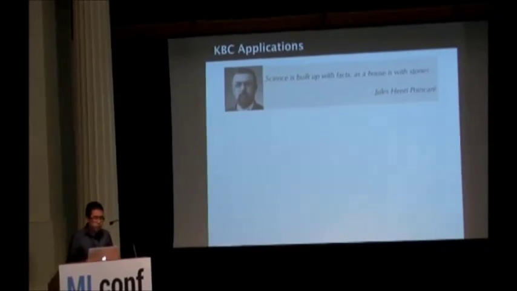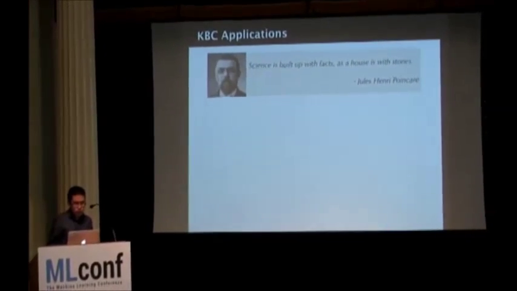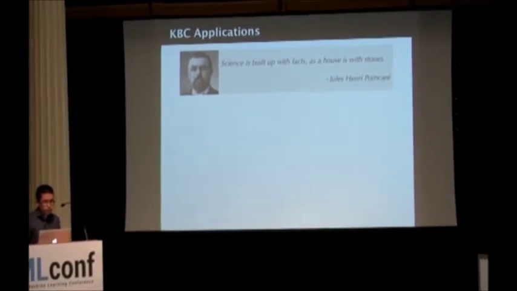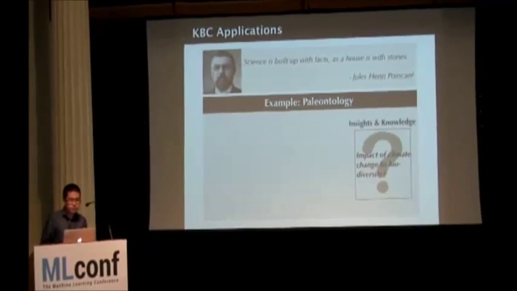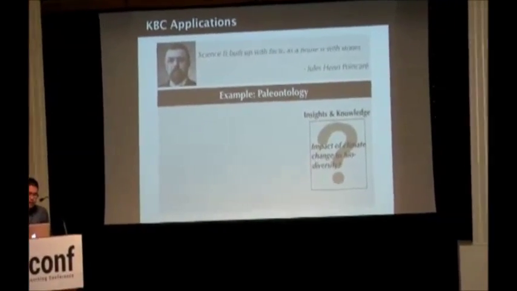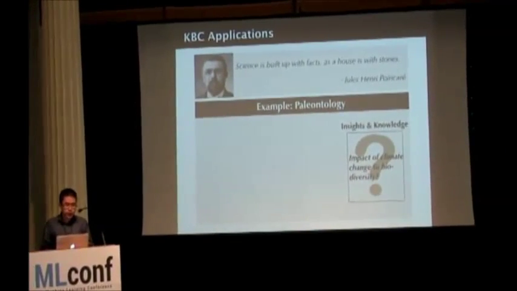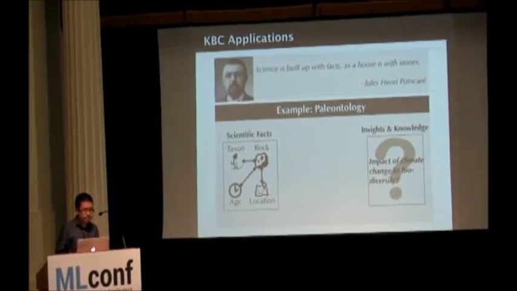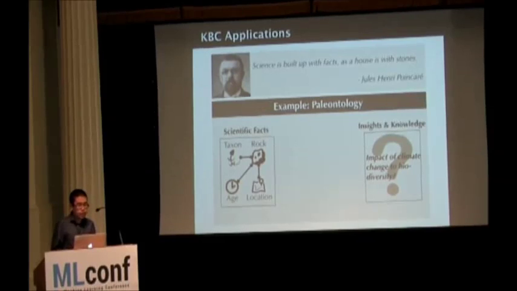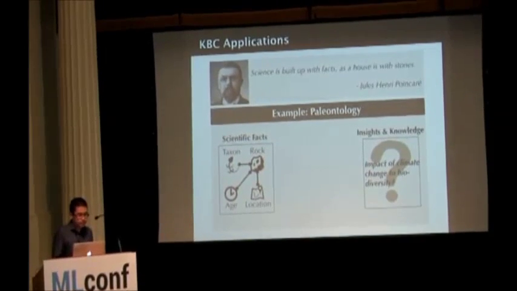Let's take paleontology as an example. When scientists want to understand questions like what is the impact of climate change on biodiversity, one way to get some insight is to start from a collection of facts about what fossil appears in what rock formation. And they also need the age and location of a rock formation.